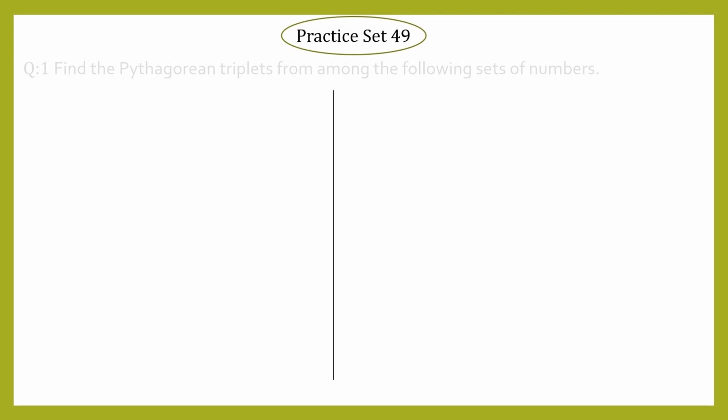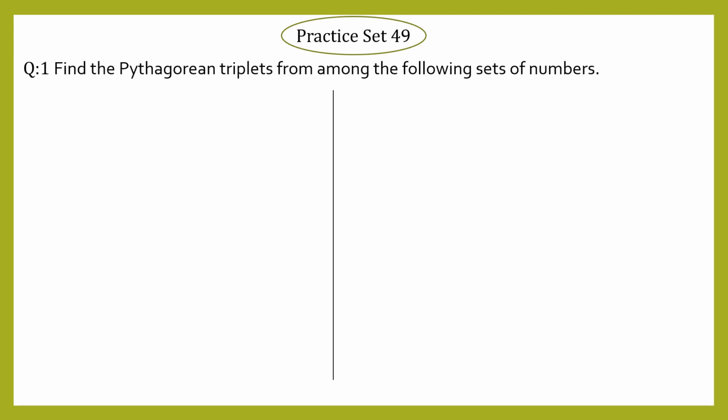Practice set 49. Question number 1. Find the Pythagorean triplets from among the following sets of numbers. Now, dear children, we are given a set of three numbers. We need to check whether the set of three numbers are a Pythagorean triplet or not. Let's see. First example, 3, 4, 5. To check whether it is a Pythagorean triplet, we need to apply Pythagoras theorem. We need to check whether this set of three numbers satisfy Pythagoras theorem or not.